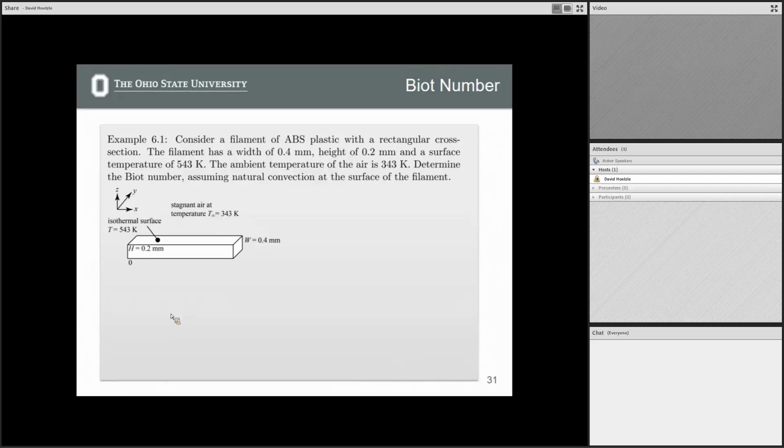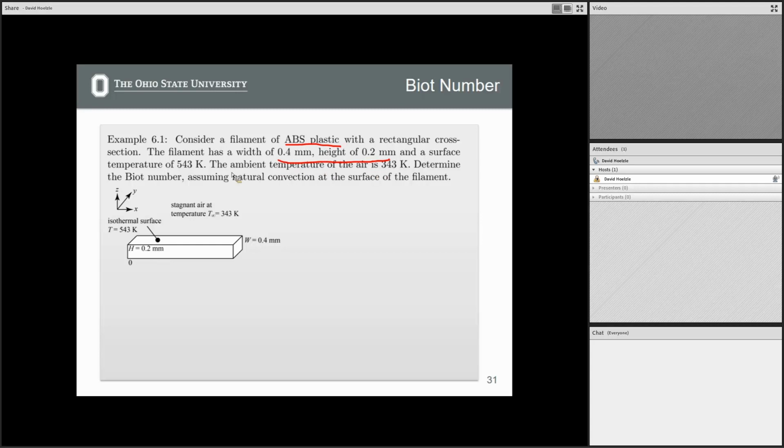So example 6.1 here is, consider a filament of ABS plastic. If you've ever printed something with a MakerBot and you didn't specify what material you wanted to use, the person printing it for you probably used ABS because it's readily available and cheap. Pretty common material. So consider a filament of ABS plastic. We're going to assume that it has a rectangular cross section, and these are some fairly common sizes for a filament material.